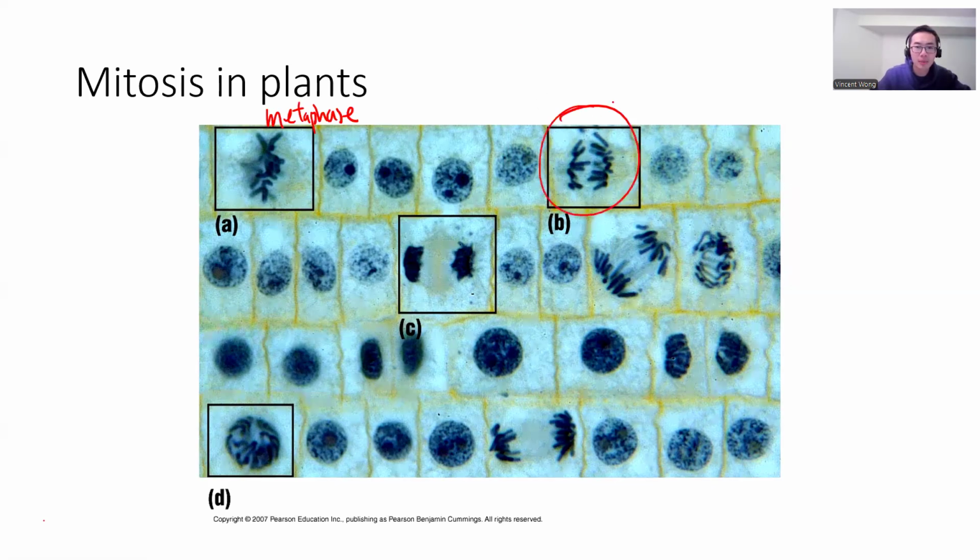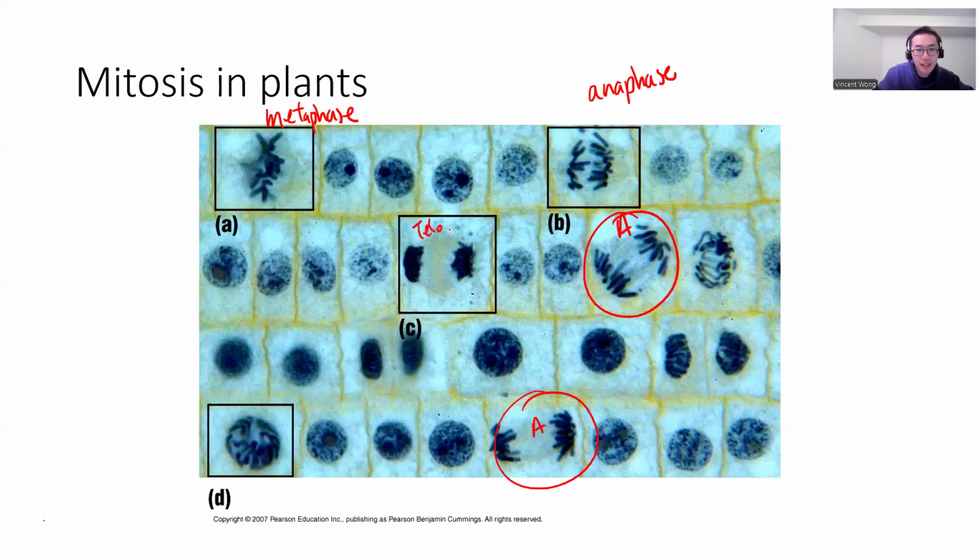How about this? Does anybody want to tell me what that might be? Anaphase. Yes, that is anaphase because the chromosomes are starting to move apart. Okay, there is another anaphase right here. Do you guys see another anaphase maybe? Which row? Last row, at the bottom. Yeah, there you go, right? Another anaphase, right?